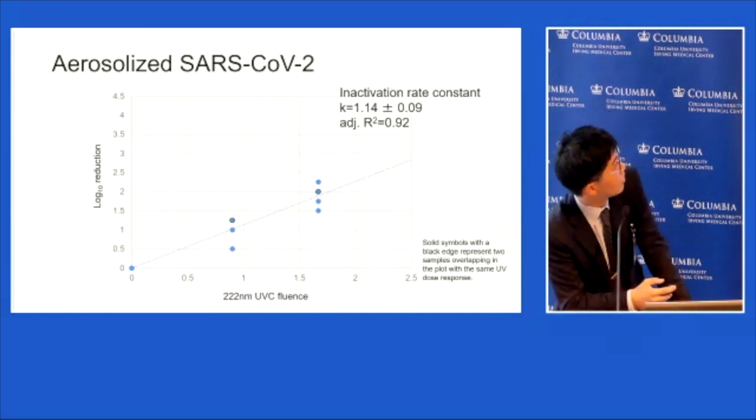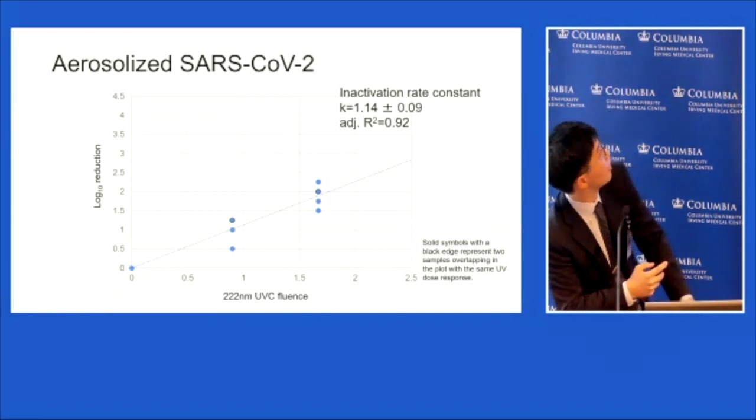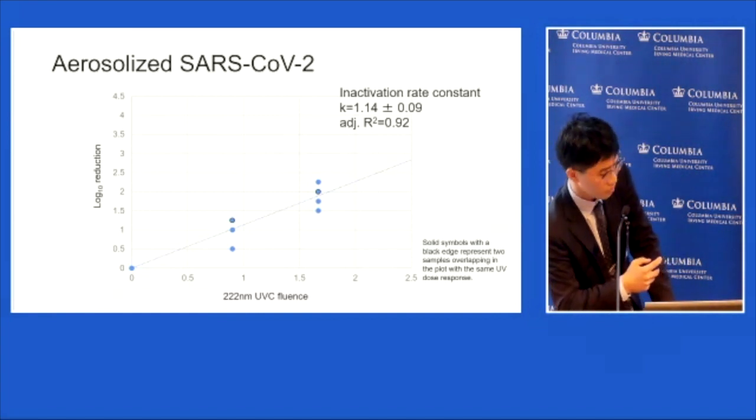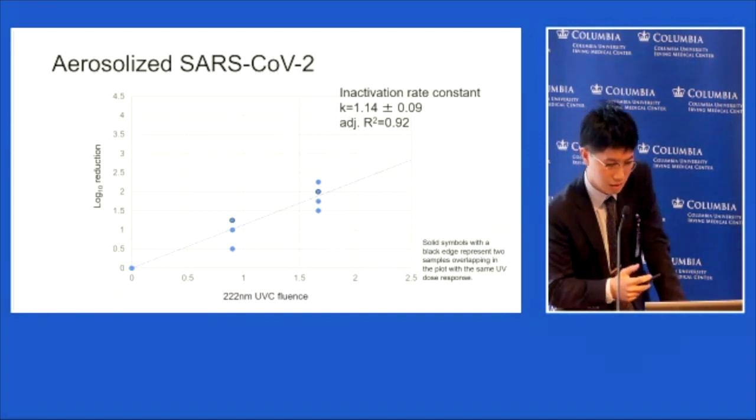This figure shows the inactivation rate constant for the aerosolized SARS-CoV-2. The K value is 1.14. This is almost the same as that of our previous report about SARS-CoV-2 on a dry surface.